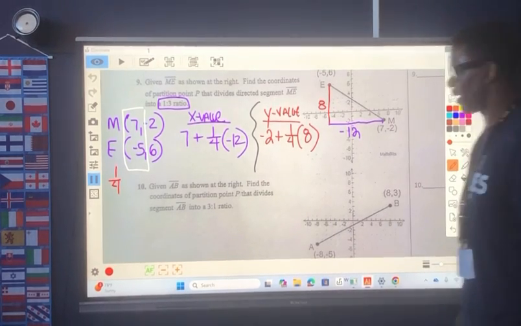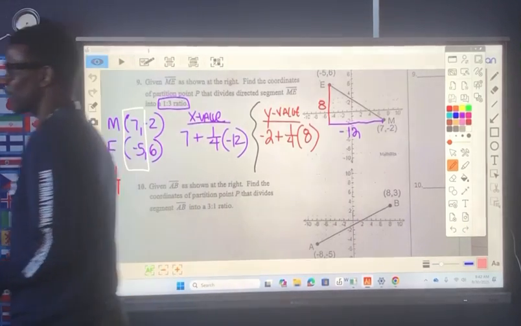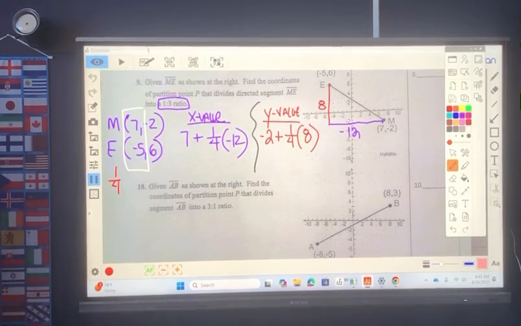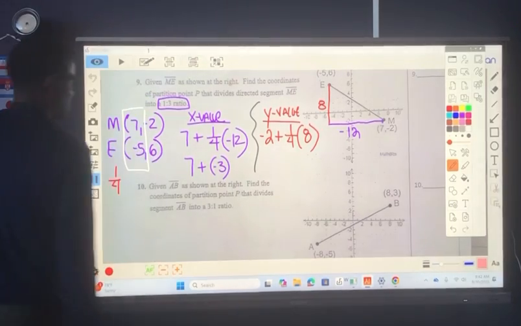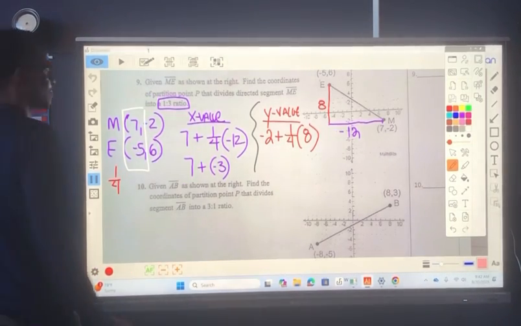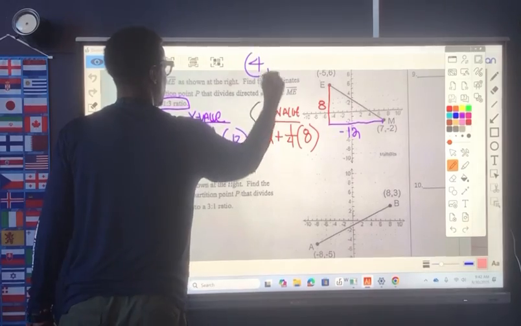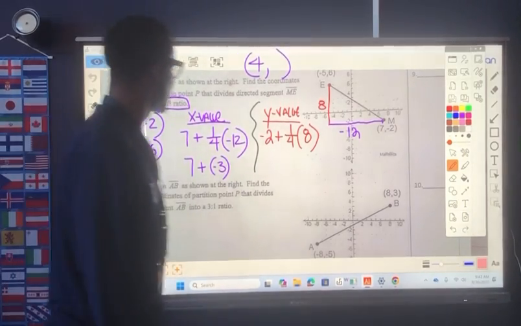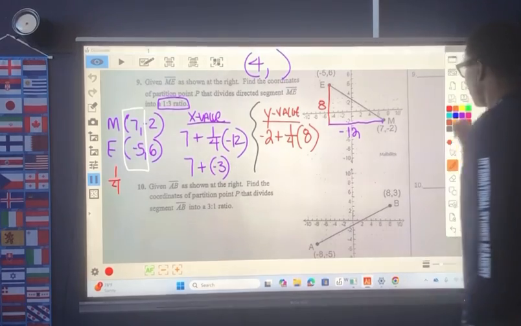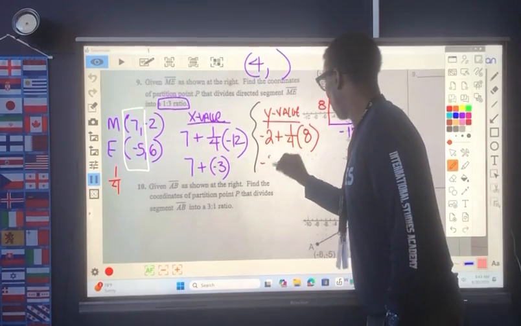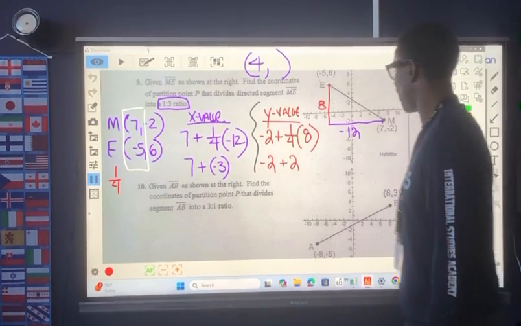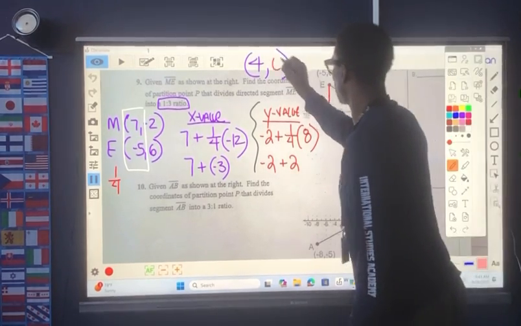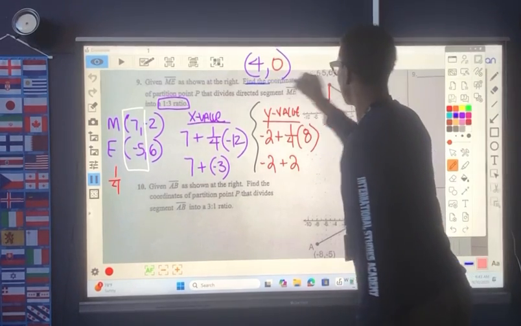This should be a pretty simple game right here. What is 1/4 of -12? A fourth of -12 is -3. So 7 plus -3 is what? So our x value is 4. Then, what's 1/4 of 8? 2. Positive 2, and therefore -2 plus 2 is 0. So your answer is 4, 0.